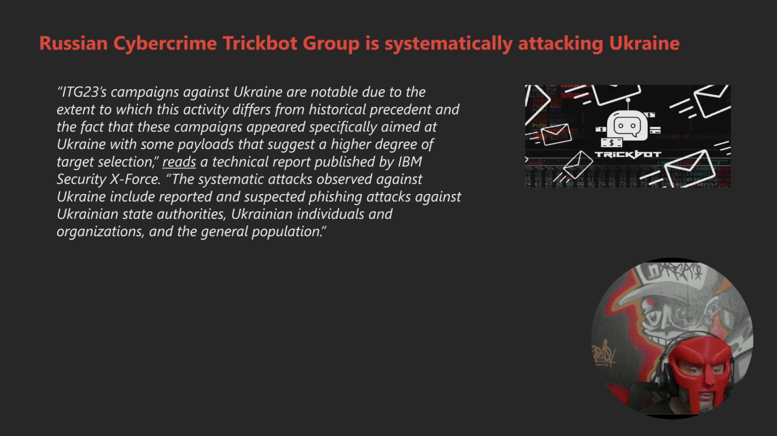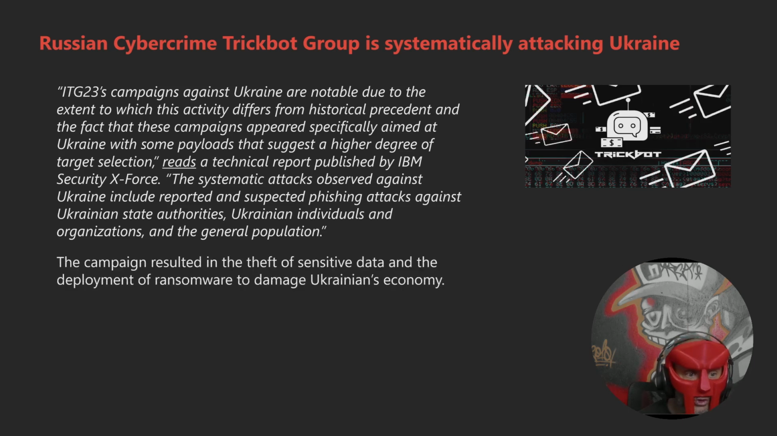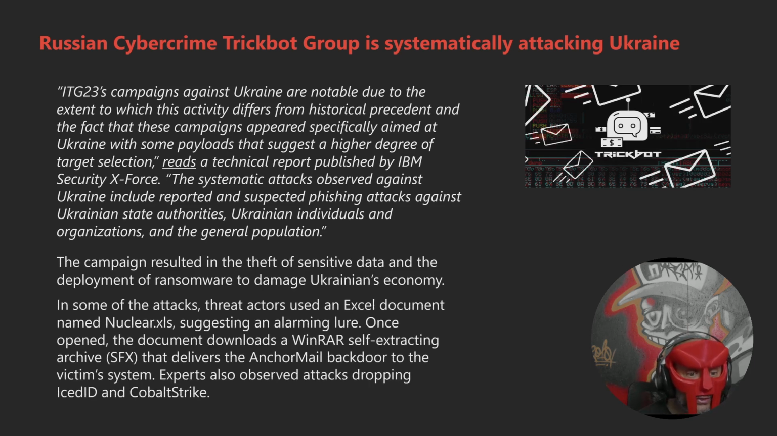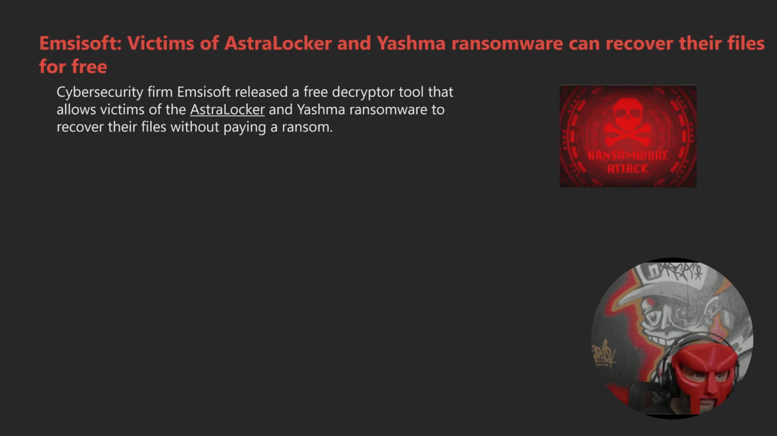The systematic attacks observed against Ukraine include reported and suspected phishing attacks against Ukrainian state authorities, Ukrainian individuals and organizations, and the general population. The campaign resulted in the theft of sensitive data and the deployment of ransomware to damage Ukraine's economy. In some of the attacks, threat actors used an Excel document named nuclear.xls, suggesting an alarming lure. Once opened, the document downloads a WinRAR self-extracting archive that delivers the AnchorMail backdoor to the victim's system. Experts also observed attacks dropping IcedID and Cobalt Strike.